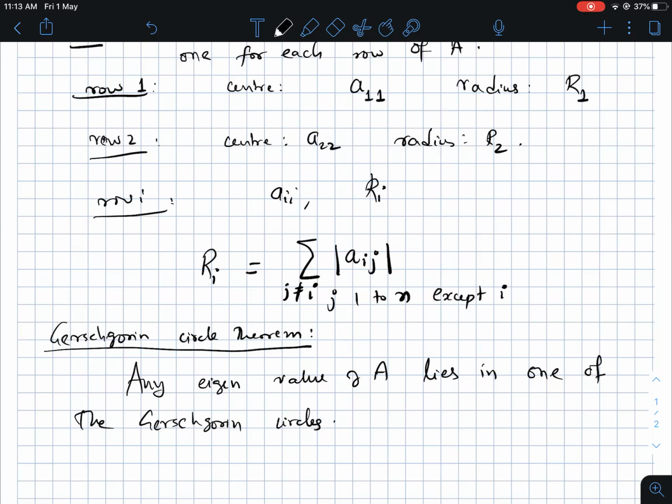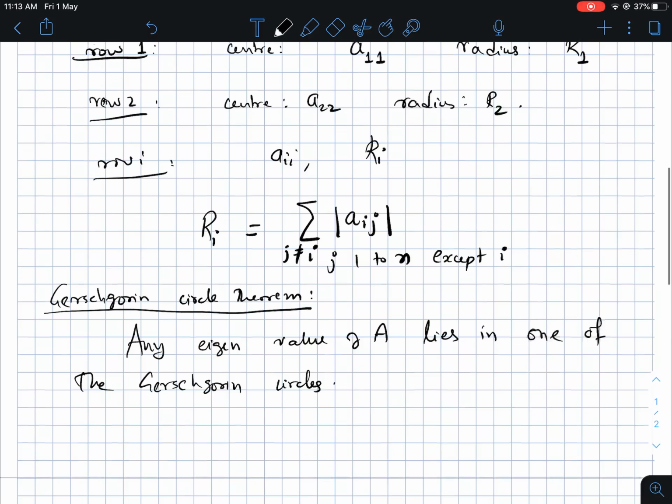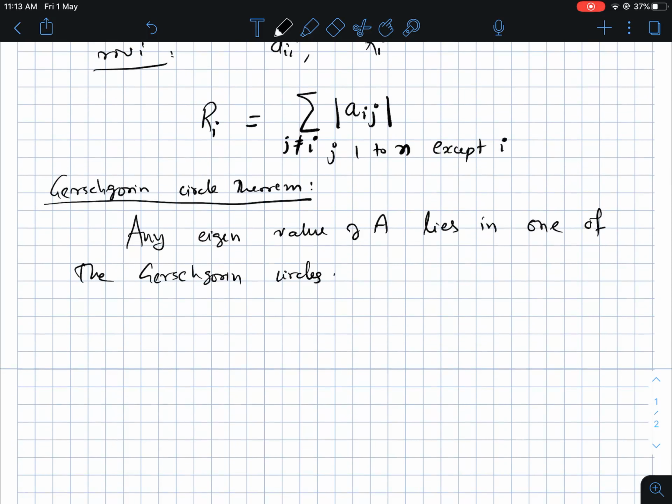So basically you draw these circles in the complex plane. What it says is that any eigenvalue λ you pick will be in one of these circles. Essentially, if you take any point outside all these circles, that cannot be an eigenvalue. So let's take an example to see what that means.